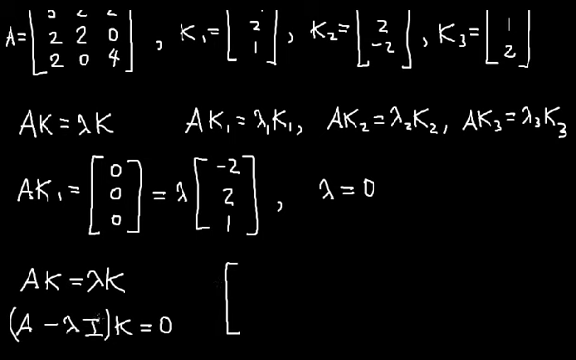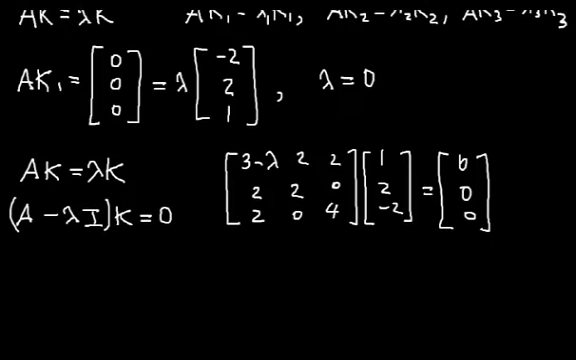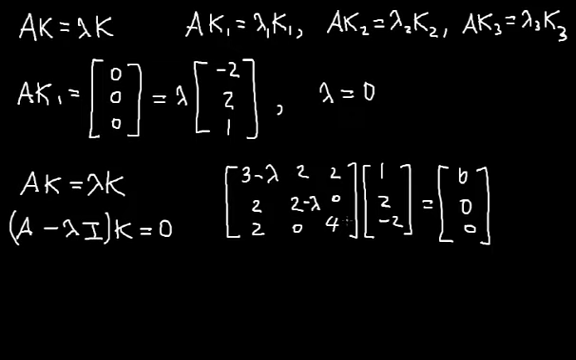So what will this be? I is an identity matrix, so it has diagonal entries lambda. So when I subtract that from A, I will have 3 minus lambda, 2, 4, and then the other entries will be just the same as they were before. And now I multiply this by k, which is 1, 2, minus 2, and I want to get the 0 vector. That's what this 0 here stands for. That stands for the 0 vector. And I forgot to subtract the lambdas from the other diagonal entries.